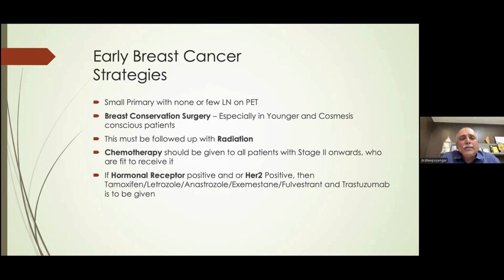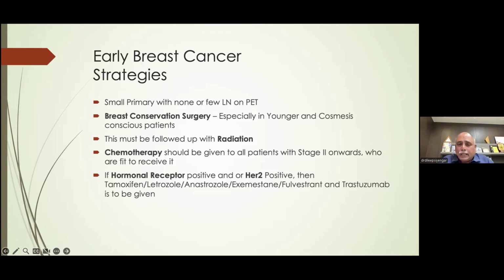Now, when we have a small primary with one or few lymph nodes and PET CT, this is called an early breast cancer disease, in which case you will have to consider, in younger patients and cosmesis conscious patients, a breast conservation surgery. But this must be followed up with radiation.